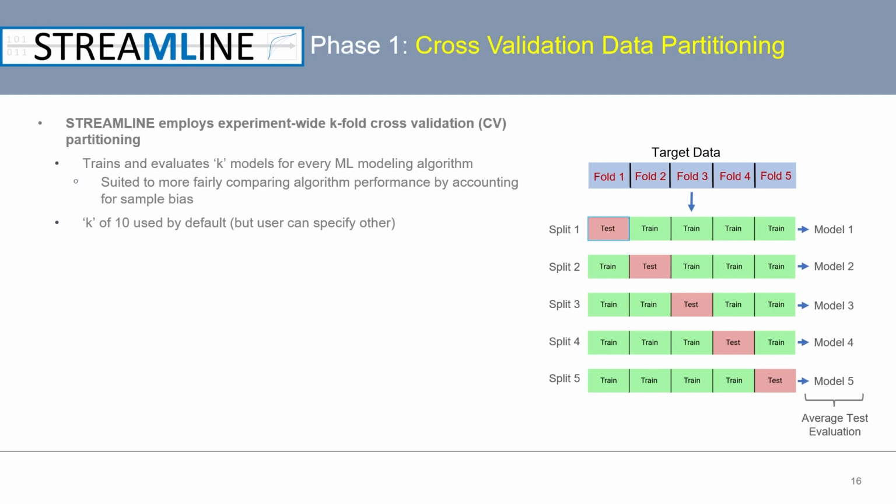Of note, STREAMLINE uses 10 partitions by default, but users can specify other values of k. Also, STREAMLINE includes 3 separate cross-validation options as a user run parameter. The first is stratified cross-validation, which is used by default. This type of partitioning randomly splits the target data, but also seeks to maintain class balance between the folds.